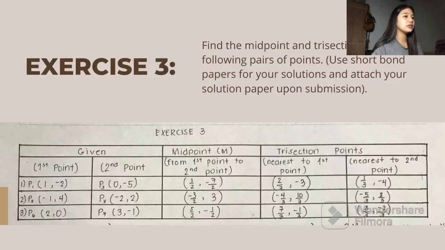Module 1, Exercise 3. Find the midpoint and trisection points of the following pairs of points. Use short bond papers for your solution and attach your solution paper upon submission. So this is my completed table. But before I arrive at this answer, I also solve the given through the formula.